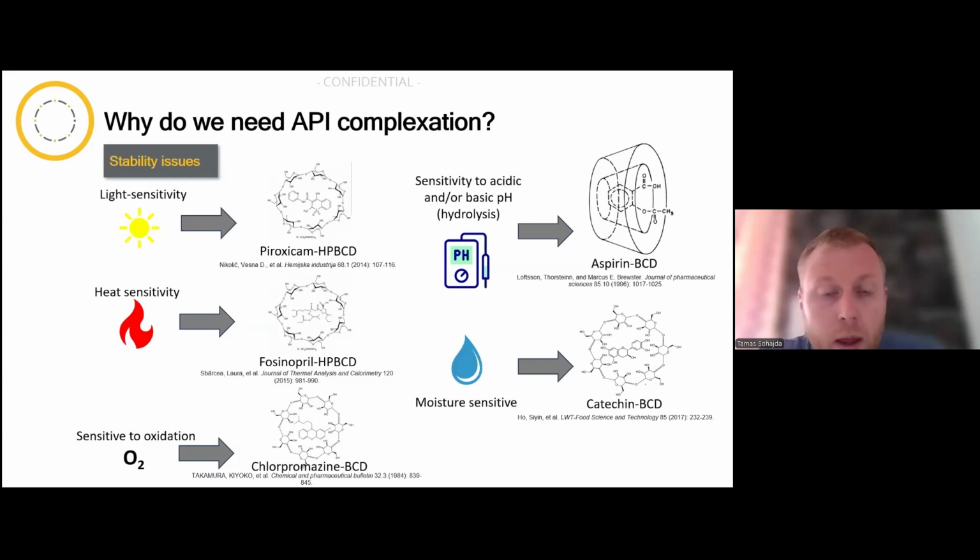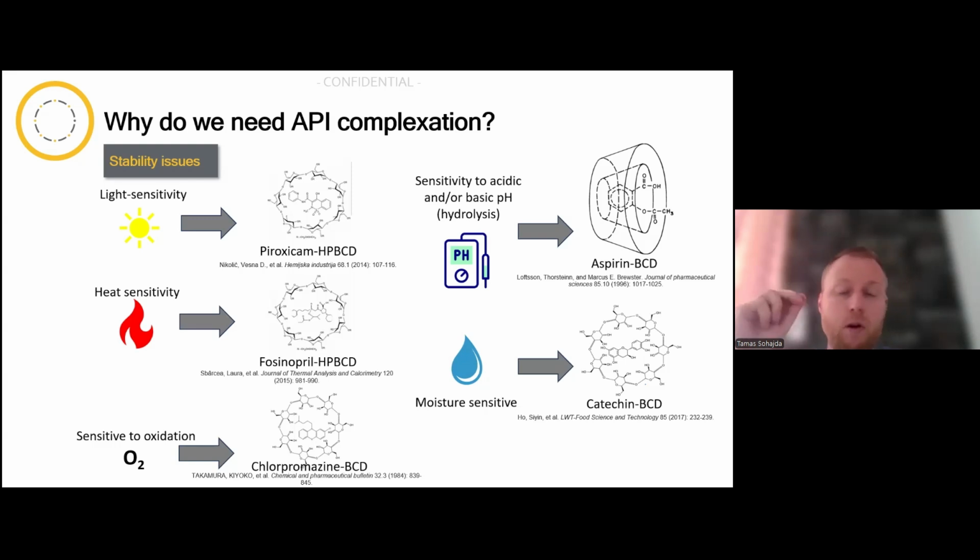A few words about stability, because that's also something that comes up often, especially with oral formulations. Cyclodextrins can protect the active ingredient from almost all kinds of external stress factors and forces. Here you can see just a few examples from the literature: light, heat, oxidation, pH, moisture. Cyclodextrins can really protect the active ingredient as long as it is in the cavity of the cyclodextrin. And this is very important to understand.